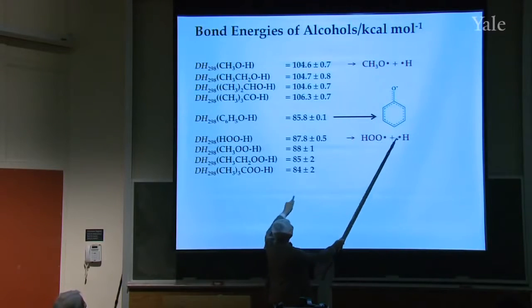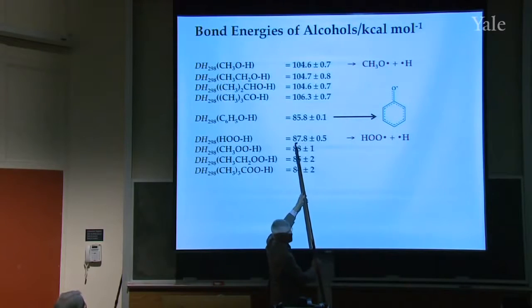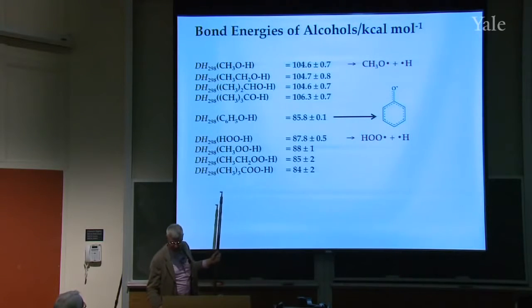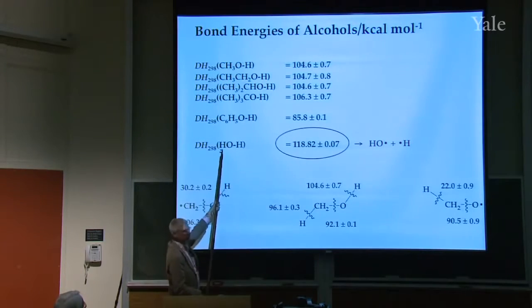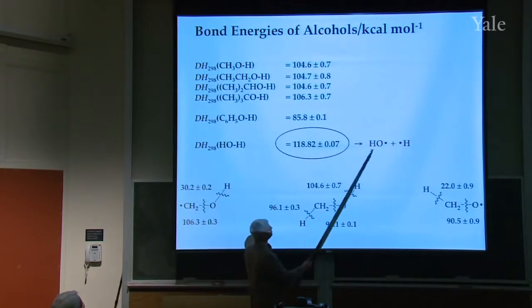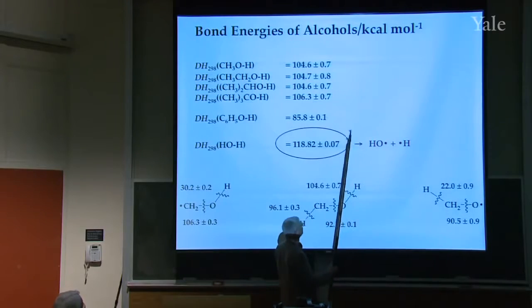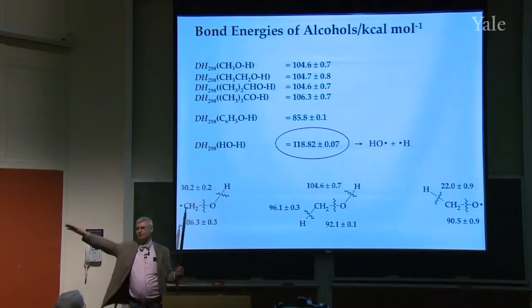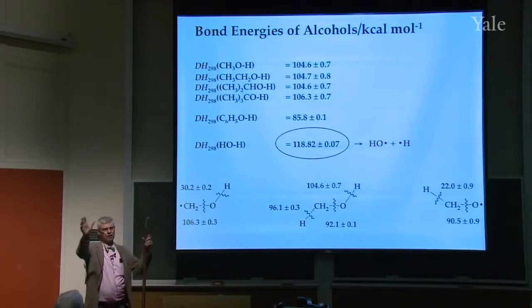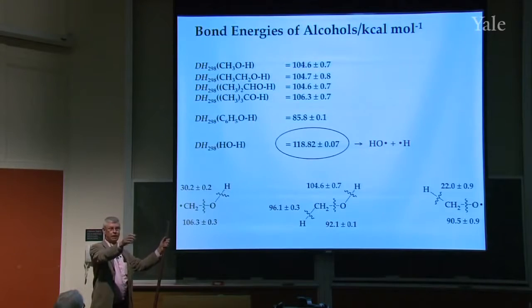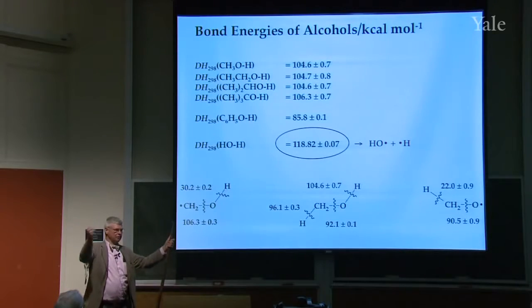This is 88 kcal per mole. This is a lot different than these guys. And of course, the one you're really interested in is water. The bond energy for water is 118, and that goes to OH dot and H atom. This is an important number. Remember, water covers 70% of the Earth's surface. If you're making a list of the most stable compounds that God made, it's N2 in the air. 80% of the air we're breathing is N2. N2 has a triple bond. It's indestructible. Very, very stable.